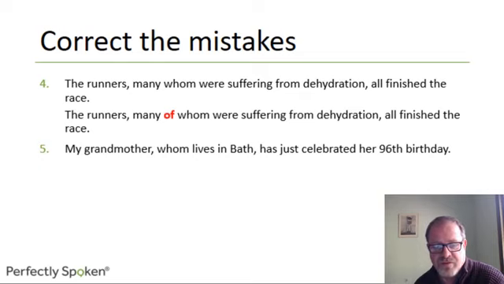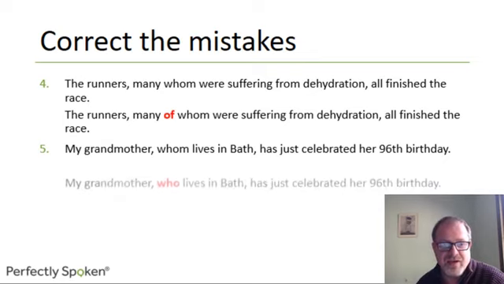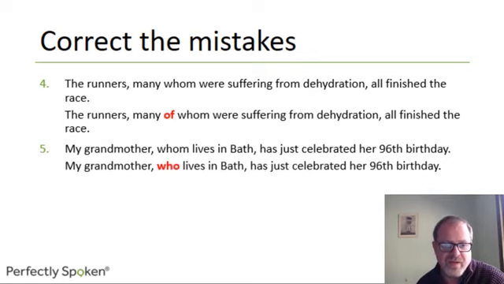So what do we think is wrong with the sentence? Pause the recording if you need time to think, obviously. And it's my grandmother, who lives in Bath, has just celebrated her 96th birthday. Remember, whom comes after a preposition.